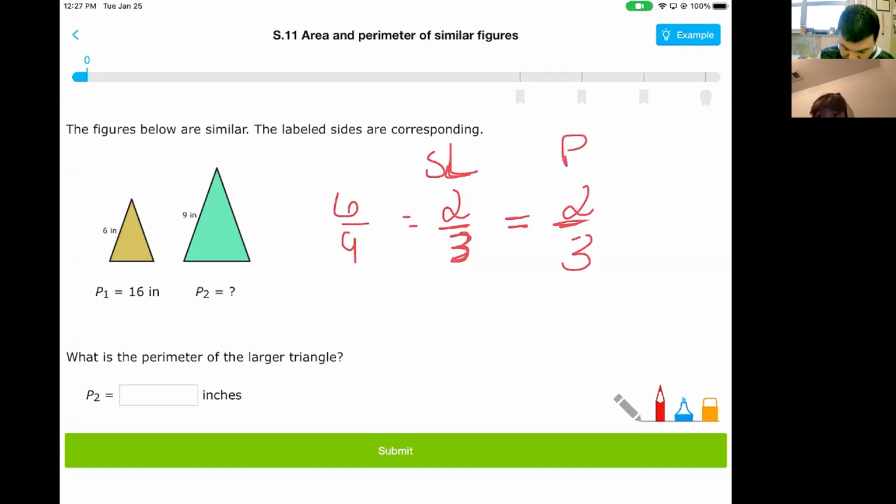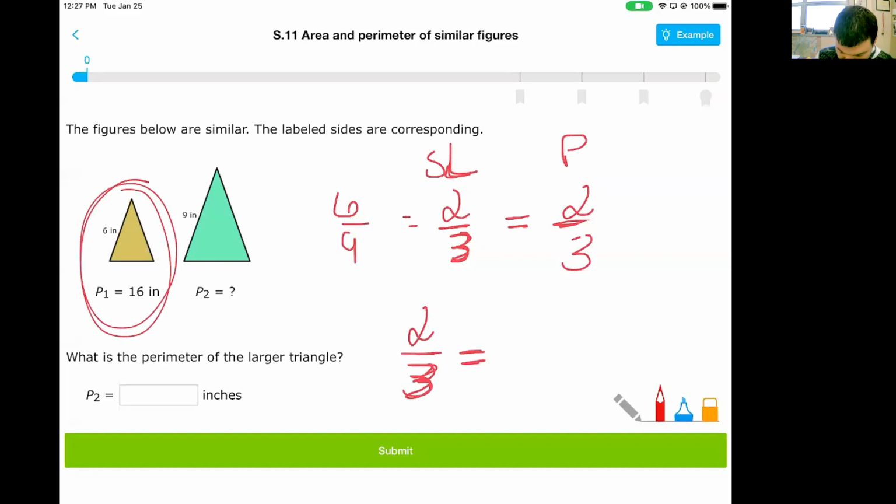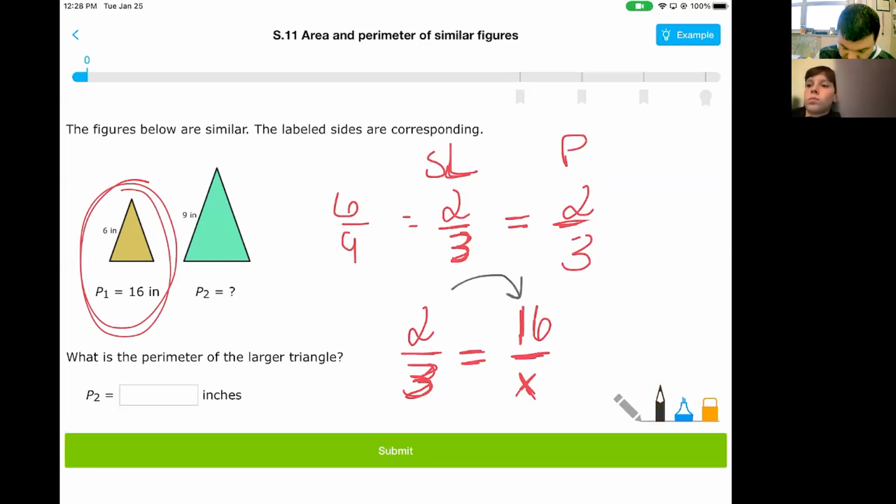So I'm going to set up a proportion. When it says the perimeter of the first triangle is 16, I know that 2/3, which is my perimeter ratio, has to be equal to, go back to the first triangle, 16/x. And you can cross multiply that, or some of you might have realized on an example like this that you could use mental math. I know many of you are smart enough to do that. You would have noticed that 2 times 8 gives us 16, and so if you just do 3 times 8, you'll get 24. And that's the answer you would have gotten if you used cross multiplication.